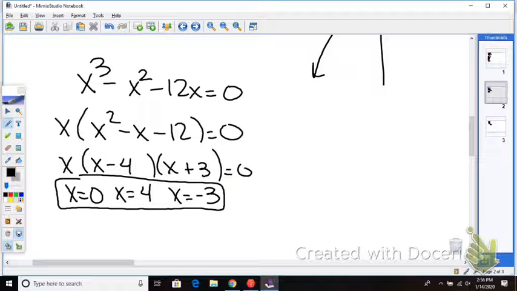Good? All okay with that? How'd you get the 4 and 3 then? Because I was multiplying to get negative 12, but adding to be negative 1. So I had a negative 4 and a positive 3. I just didn't write the x out.